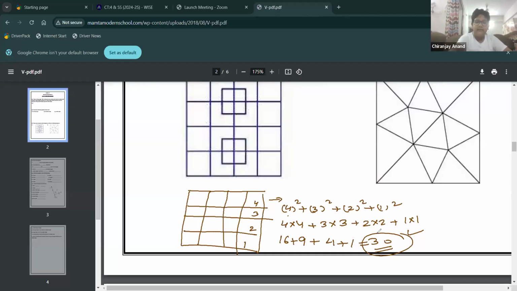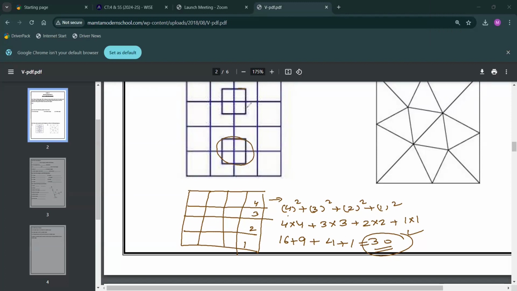Ma'am, can you again explain it? Yes, beta. See. Ma'am, the answer of this question is 30. No, we are having these middle squares also. Okay, ma'am. See, beta.